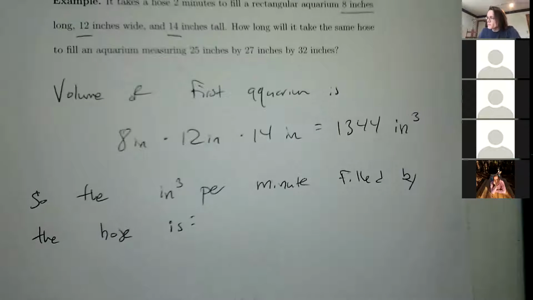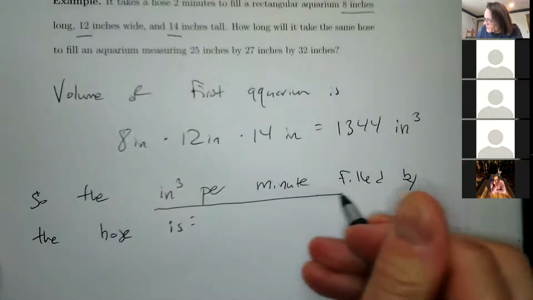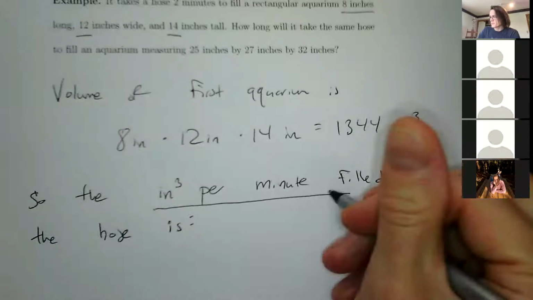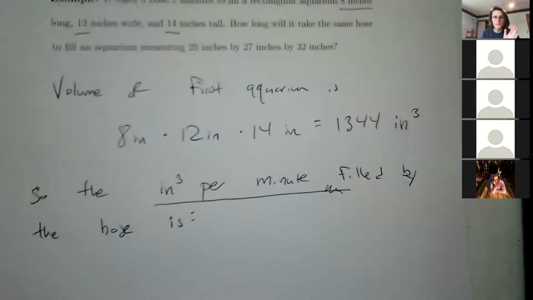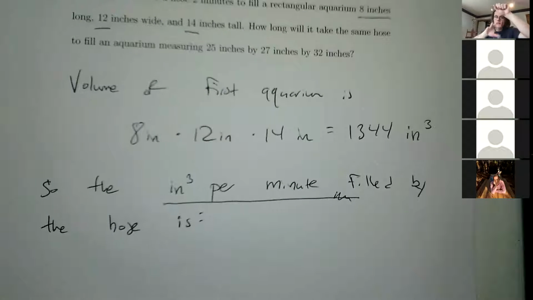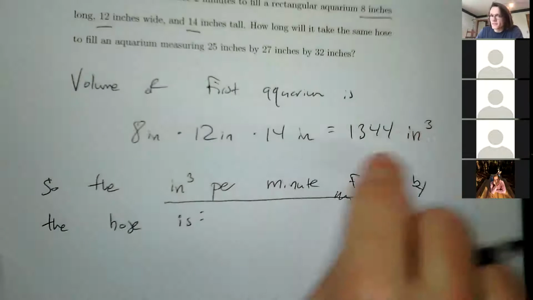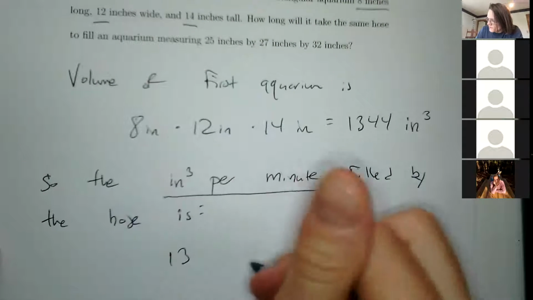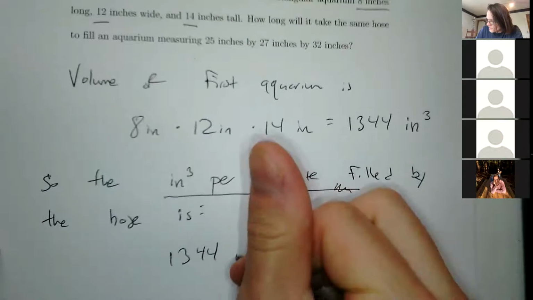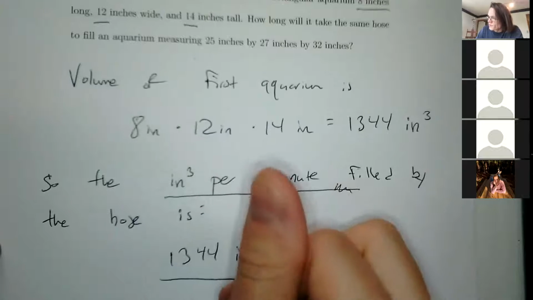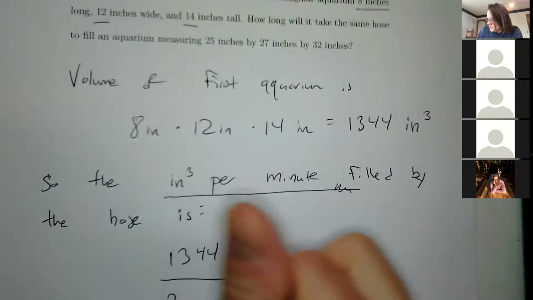So the cubic inches per minute, and this is what we're finding again, cubic inches per minute. And remember the word per, it means cubic inches over minutes. So I'm gonna take the volume, 1,344 inches cubed, and I'm gonna put it over how long it takes, 2 minutes.